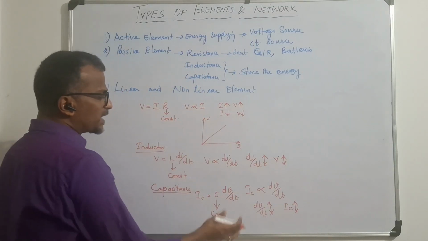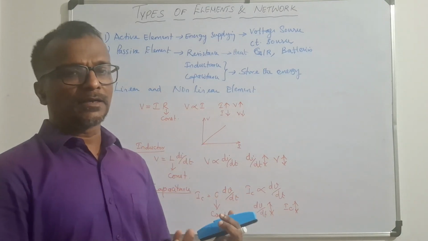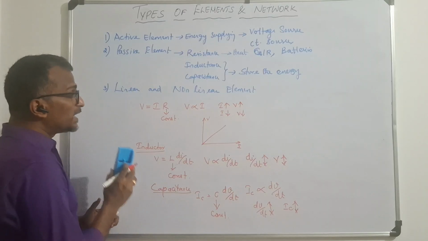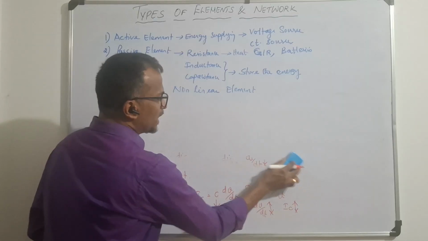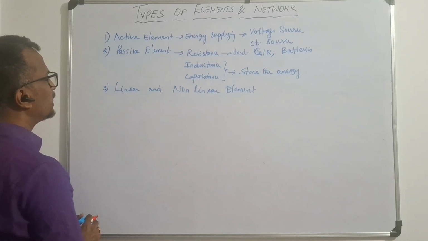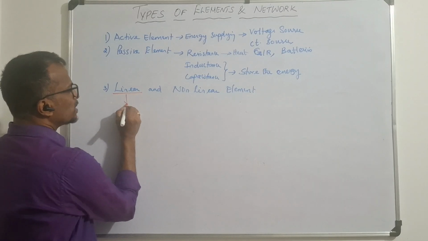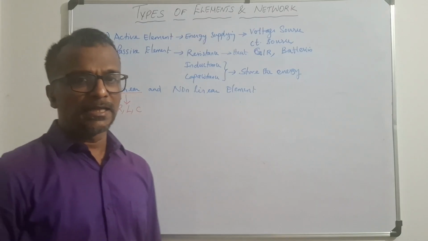So, in these three cases, it will vary linearly. Voltage increasing, current will increase. So, this is called as the linear element. From this, we can conclude that resistance, inductance and capacitance are the linear elements.